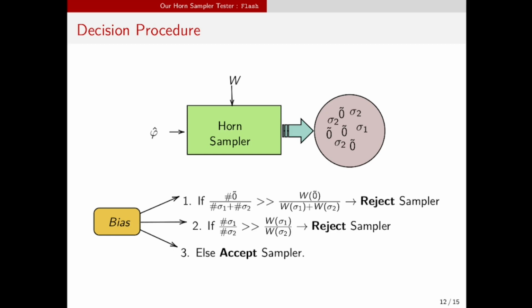After that, if it is still not the case that the number of 0 tilde is very large, then the tester will test the bias of sigma 1 and sigma 2. If the bias ratio of sigma 1 and sigma 2 is far greater than the weight ratio of sigma 1 and sigma 2, the tester immediately rejects the sampler. If this is also not the case, then the tester accepts the sampler.